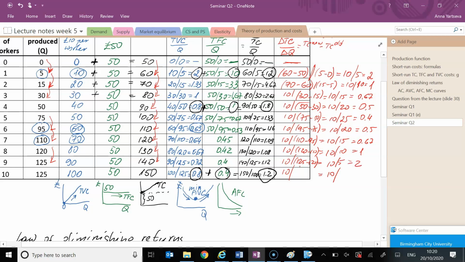And here it's 0 actually. So strictly speaking, we can't calculate this, so I can cross it out. There is no increase. Output remains unchanged, so we cannot calculate, we cannot divide by 0.